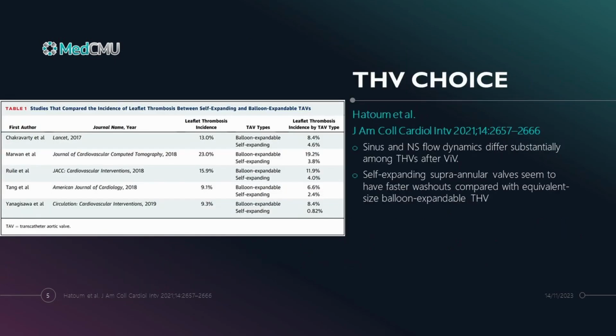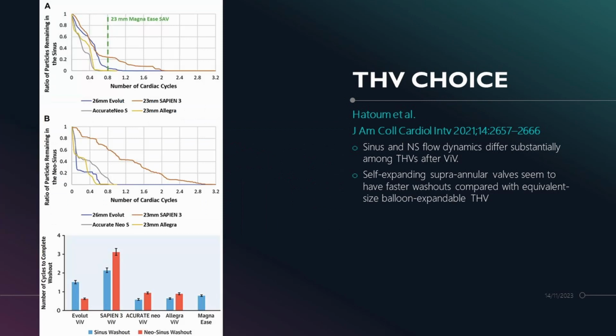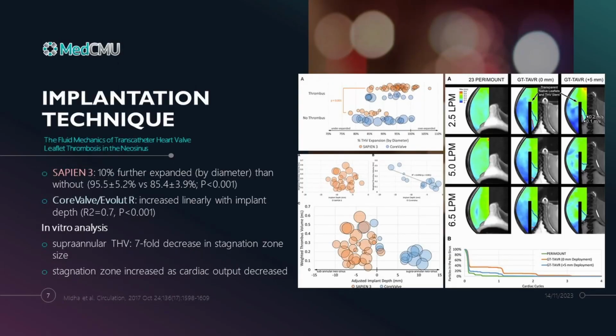Choice of the valve also has an effect on valve thrombosis. The balloon-expandable valve has a higher rate of valve thrombosis than the self-expandable valve. This phenomenon can be explained by the size of the sinus and the neo-sinus flow dynamics. The self-expanding supra-annular valve seems to have faster washout compared with the equivalent-size balloon-expandable valve. And the implantation technique between the different kinds of valve also has a different impact on valve thrombosis.